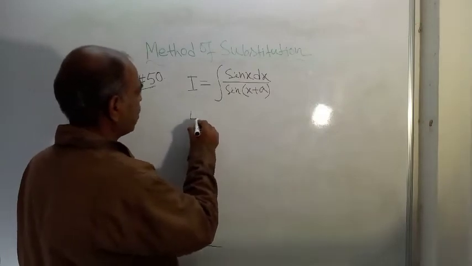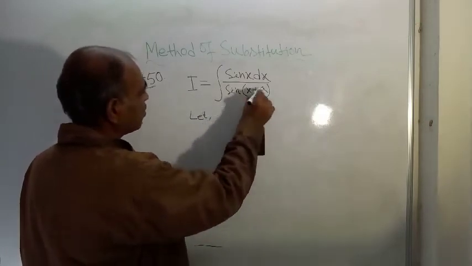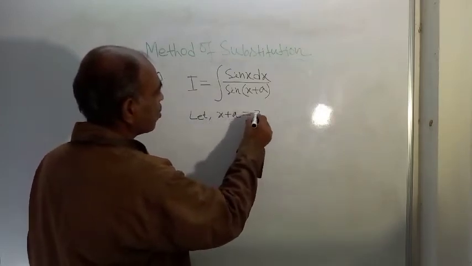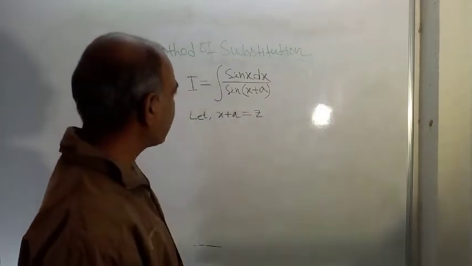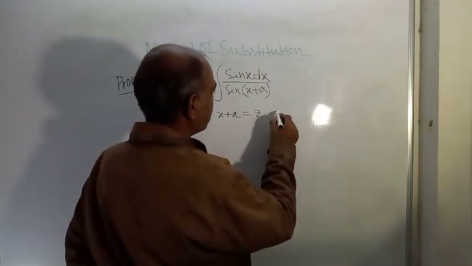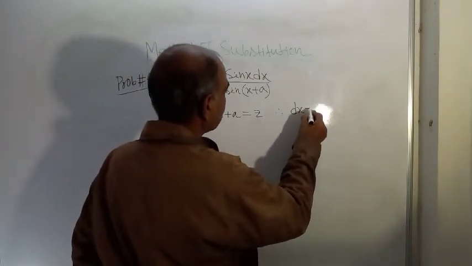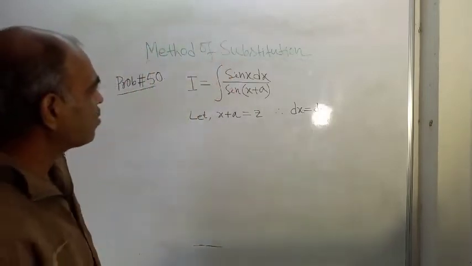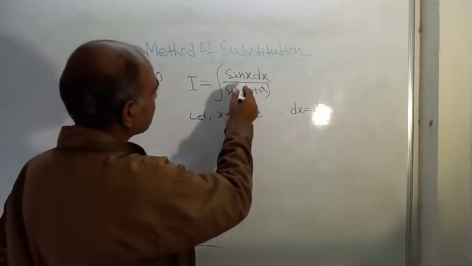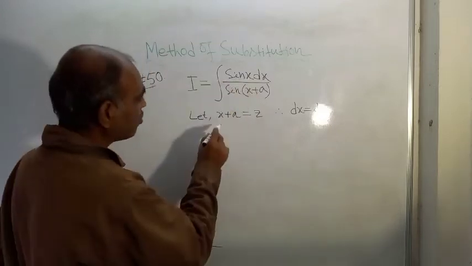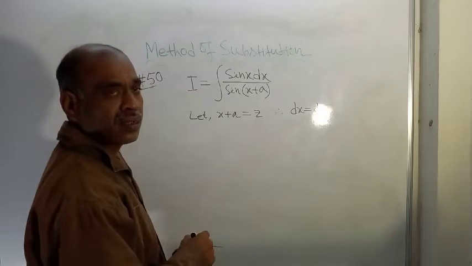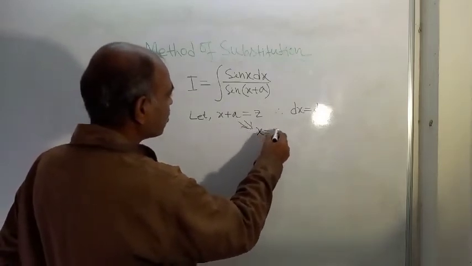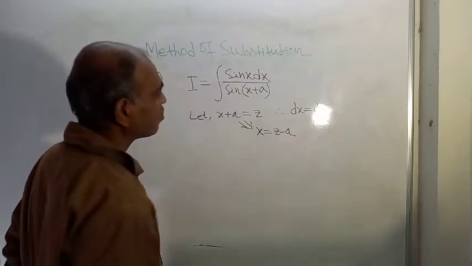Here, let x plus a equal z. Then, on differentiating both sides of this equation, we get dx equals dz. And x is what? Here sin x is there, so x is equal to z minus a. So from here, we get one more thing: x equals z minus a.